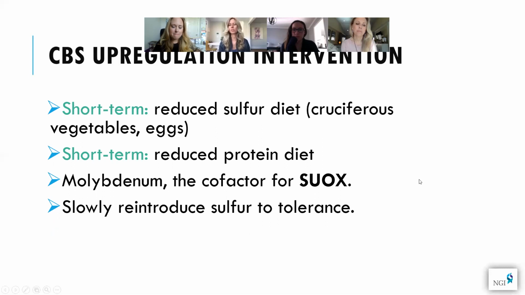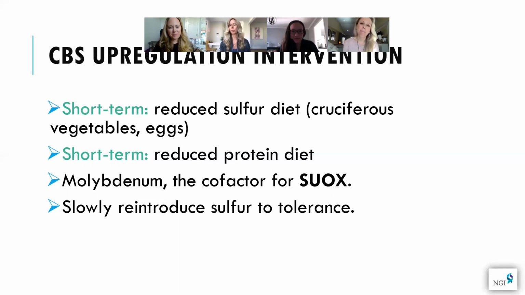We're going to reduce your cruciferous vegetable intake. This is garlic, onions, broccoli, cauliflower, that kind of stuff. All protein, eggs, meat has high sulfur content, so we're just going to cut that down some. And then we're going to add in the molybdenum, which I can never pronounce, to help support that SUOX enzyme, which will help clear the sulfur from the body, and then we'll slowly start reintroducing these foods.